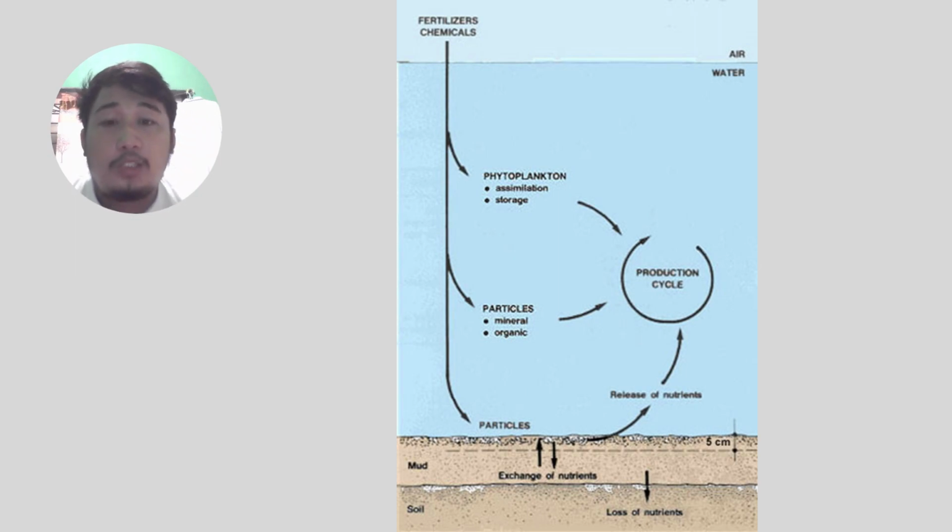So here is an illustration of how inorganic fertilizer works in a pond. The fertilizer chemical is dissolved in the water, after which it will be received by the phytoplankton, which will absorb the nutrients and store them. As the fertilizer descends, it will be embedded in the mud, in which there will be an exchange of nutrients, and this will set the production cycle of the nutrients.